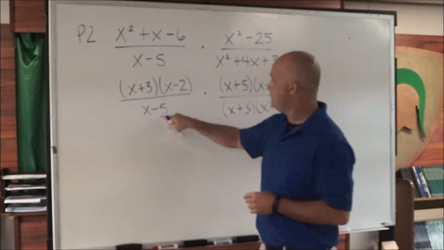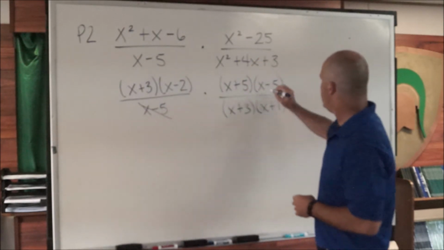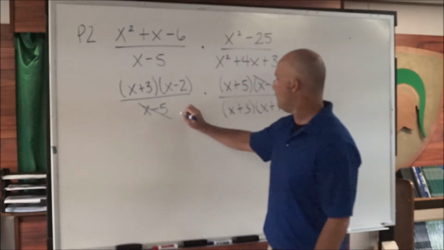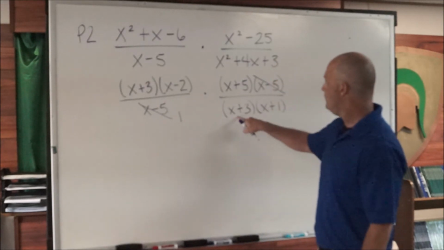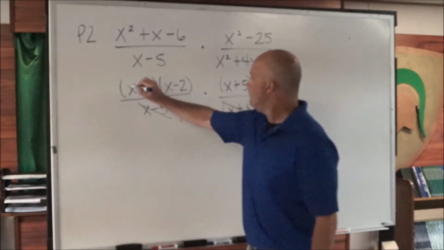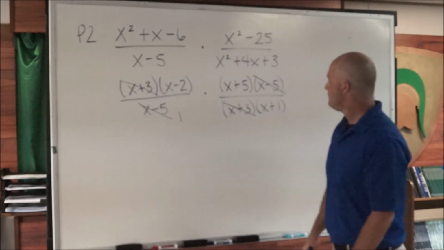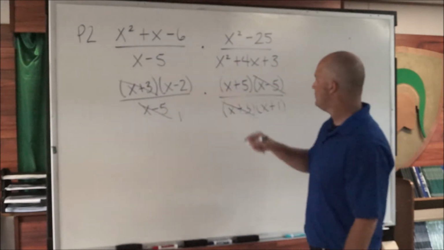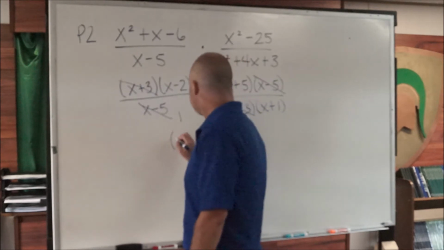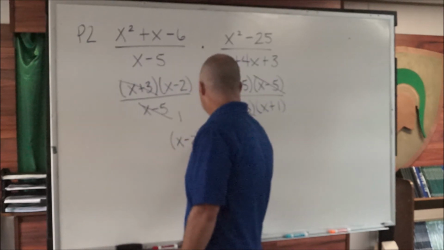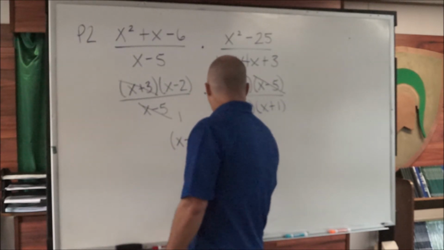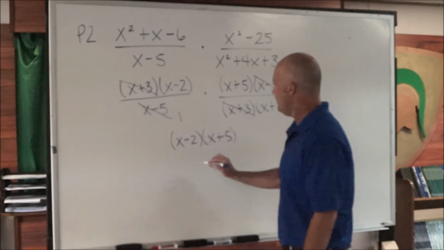But if you look at x minus 5, we can reduce that with that. So that's going to leave us a 1 there. We can reduce this x plus 3 with this x plus 3. And now we're left with x minus 2 times x plus 5, and that is going to be over x plus 1.